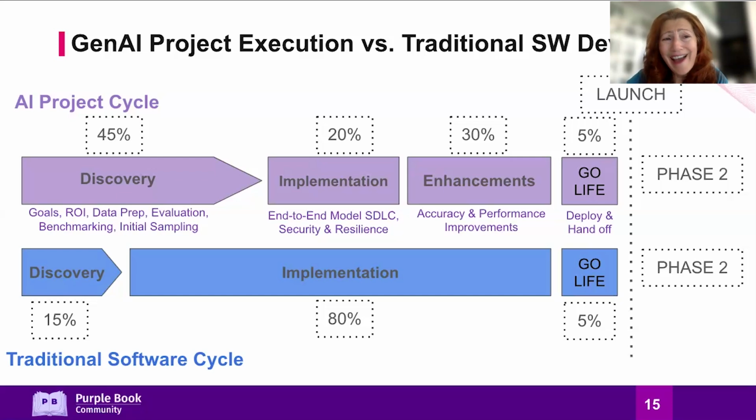Now, in the AI project cycle, I found that the discovery phase is much, much longer. And it's not that it's new technology. There's a lot more stuff that needs to happen there. For example, we do the data preparation in this discovery phase. We do evaluation, benchmarking, the initial sampling. We also have to figure out the question.